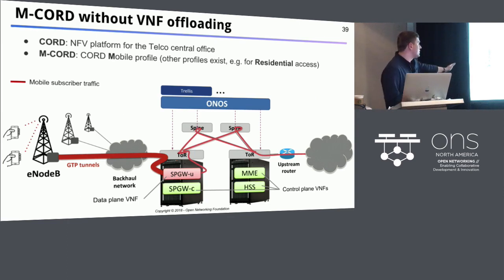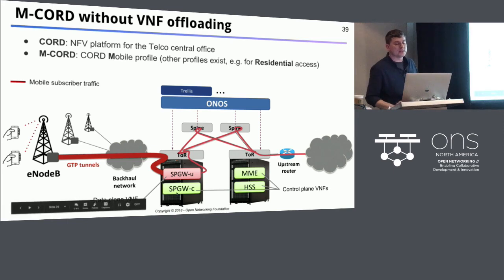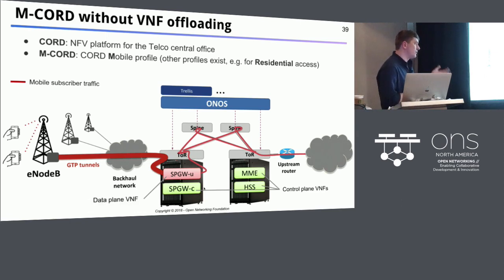So you have base stations on the left, you have the internet on the right, and mCord provides the access functionality and essentially provides an NFV architecture to run the usual mobile core functions. The green blocks represent the control plane VNFs that are standard for a mobile architecture. So we have an MME and HSS, taking care of things like authentication and mobility.